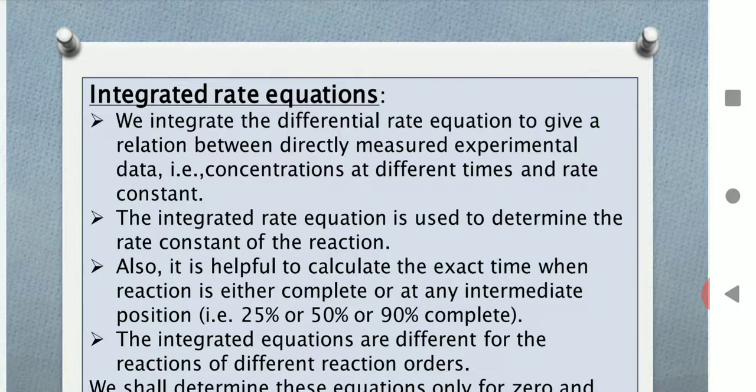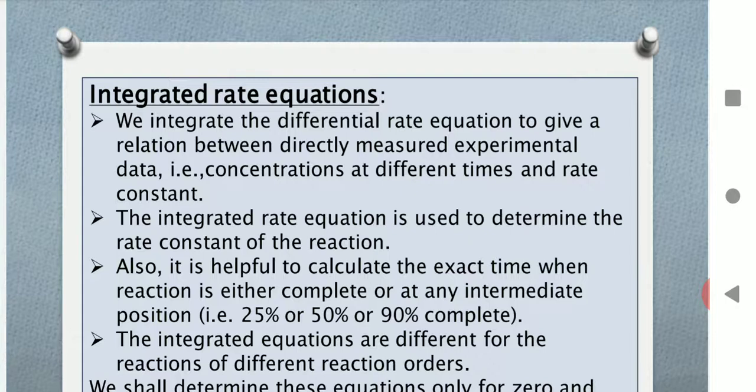Also, it is helpful to calculate the exact time when the reaction is either complete, that is 100% reaction has taken place, or at any intermediate position when the reaction is either 25% or 50% or 90% complete. Then the time taken for completion of reaction to that extent can also be calculated with the help of integrated rate equations.